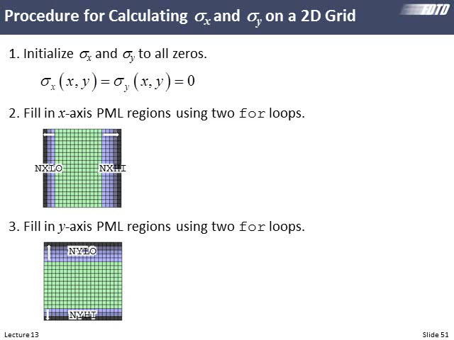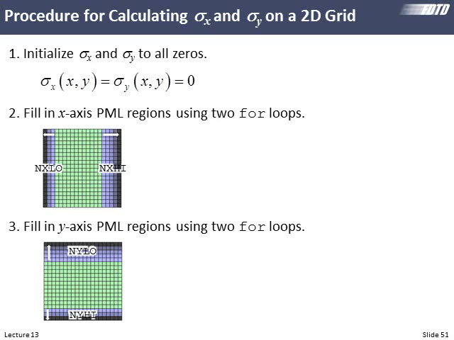This is just a quick summary of how I build my PML. So I start off originally, and I set both sigma x and sigma y arrays. Remember, these are the fictitious sigmas. I set them all to zeros over the entire grid. So if my grid is 100 by 200 points, I've just created 2 more arrays that are 100 by 200.